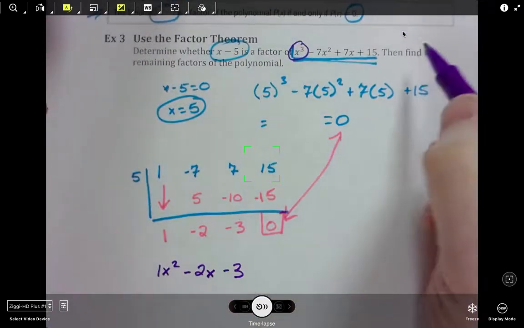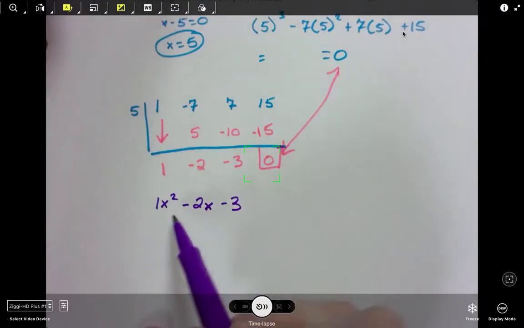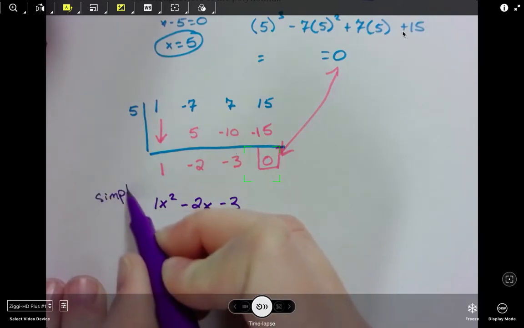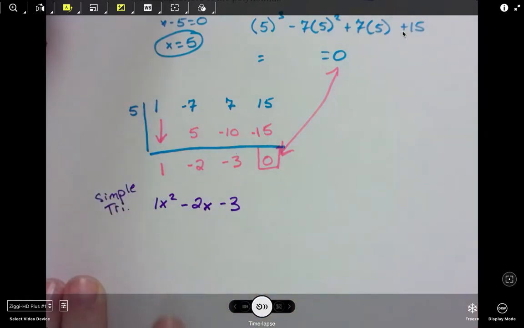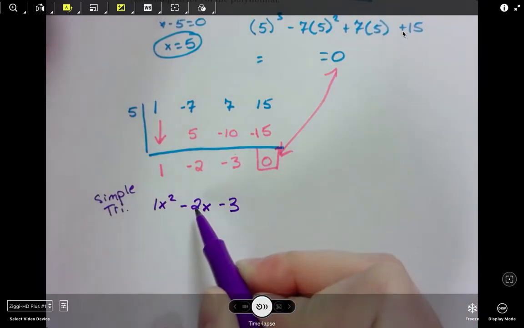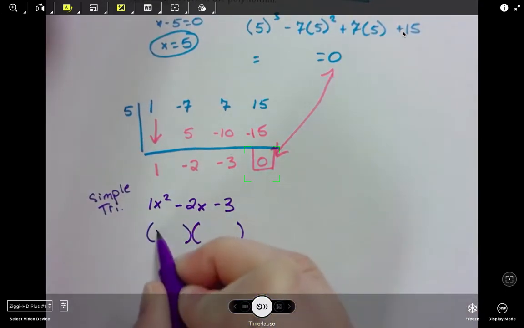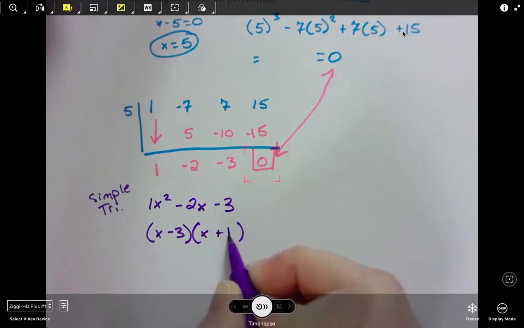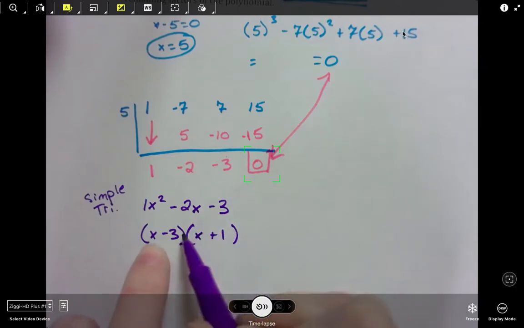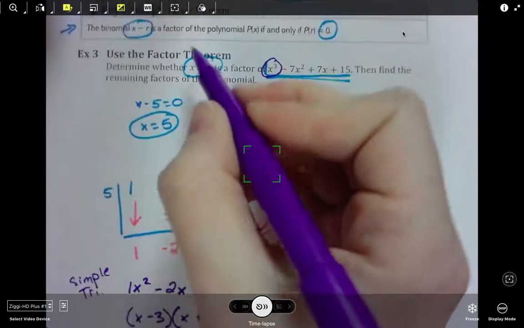Well, they want us to continue breaking this down, then find the remaining factors of the polynomial. So once I get it to this point, this is a simple trinomial. All I need to ask is what can I multiply together to give me negative 3, but when I add them, give me negative 2? And that is going to be negative 3 and positive 1, because negative 3 times positive 1 is negative 3, and negative 3 plus 1 is negative 2. So these two are my remaining factors.